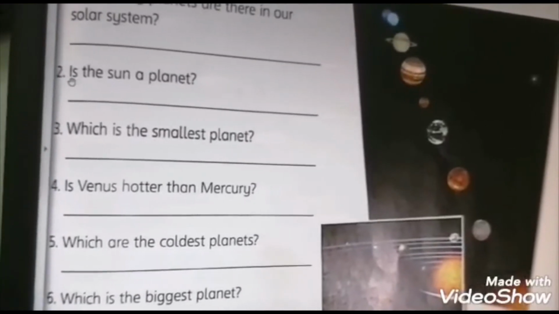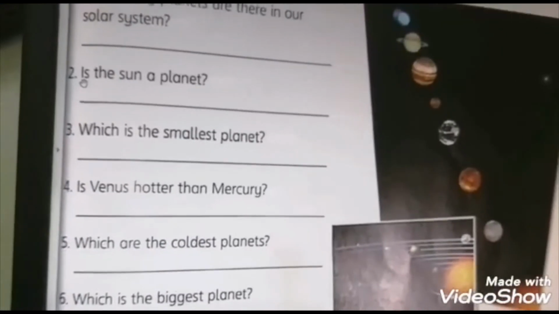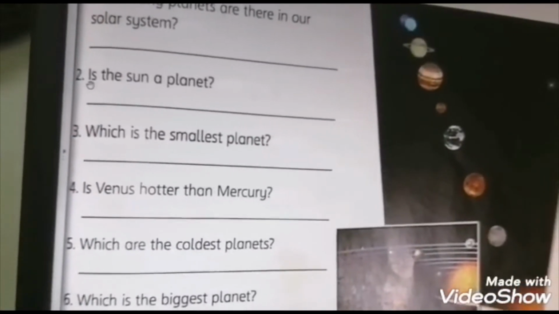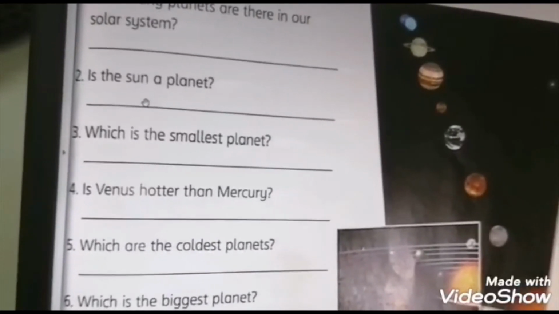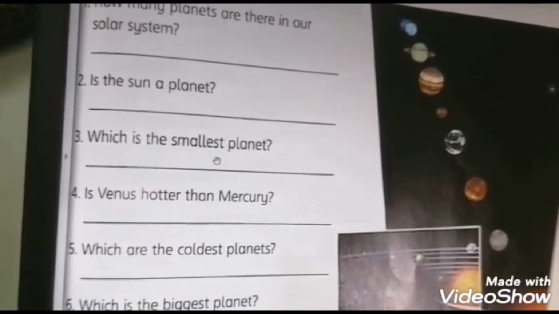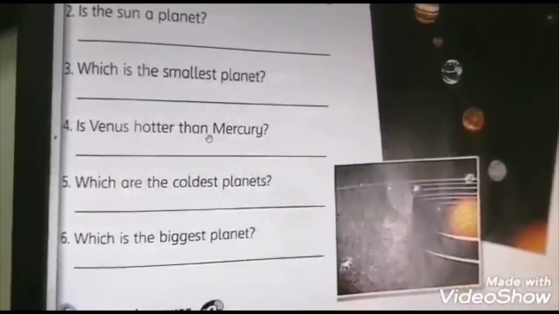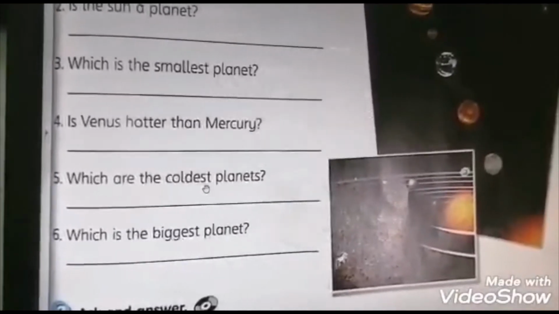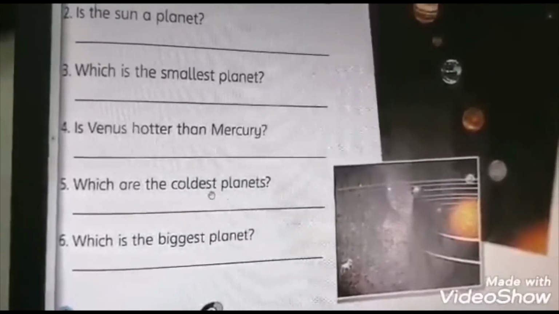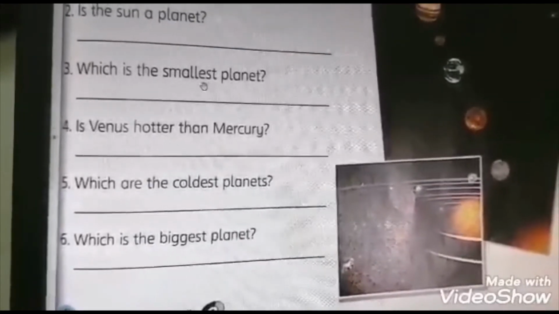Is the sun a planet? So when the question is formed, is the sun a planet? You know how we are going to make this one. Do you remember? Yes, no, it isn't. It's a star. Which is the smallest planet? Is Venus hotter than Mercury? Which are the coldest planets? And number 6, which is the biggest planet? So please read carefully and write the answers.